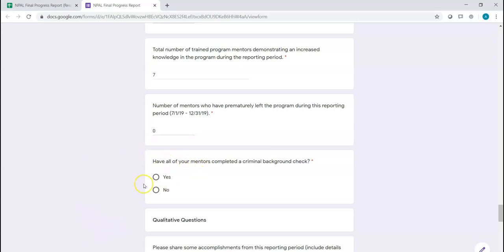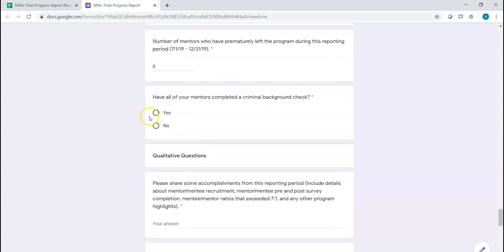And this last question about mentors here is just, have all of your mentors completed a criminal background check. Ideally, this should be yes, as it is a requirement outlined in your LOA. If you do answer no to this, we'll probably follow up with you and get some more information. But ideally, all of your mentors will have undergone a criminal background check.